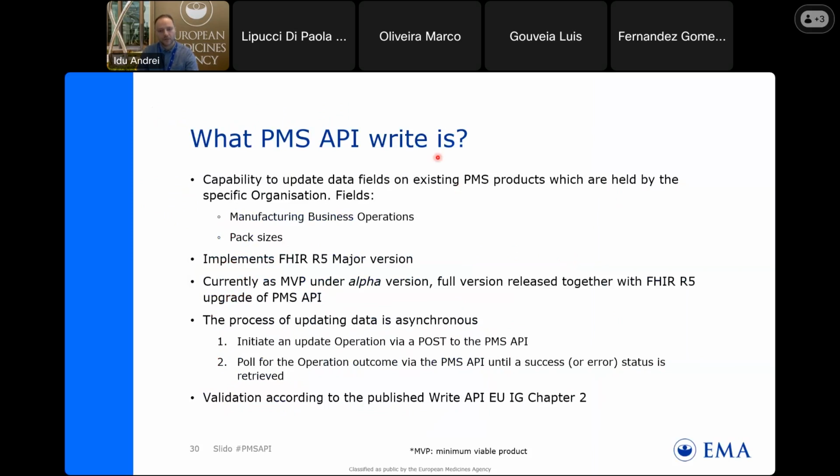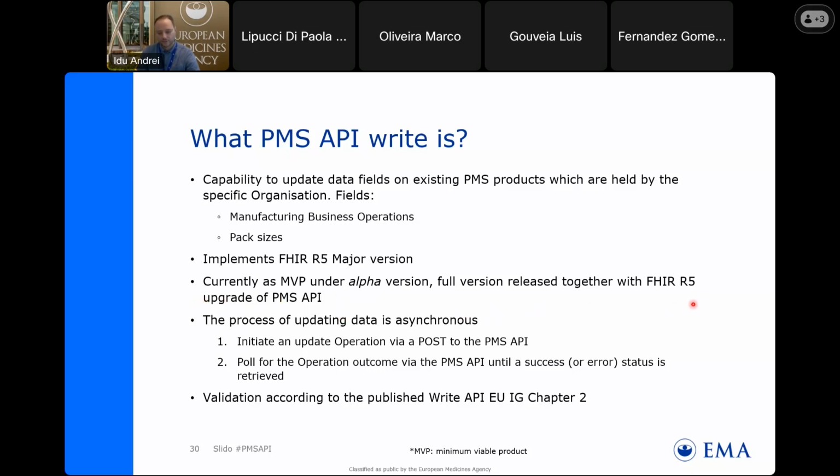Right, so on the API write capability, we will be able to update two specific areas of data. One is the manufacturing business operations of a medicinal product, and the other one is related to the pack sizes of the medicinal product and its packaging. Again, we're implementing the FHIR R5 major version. We are calling this a minimum viable product. Our URLs will mention that it is an alpha version, so this is a very limited scope that we're releasing, and we'll be building on that.